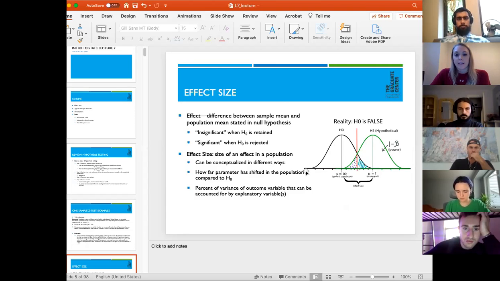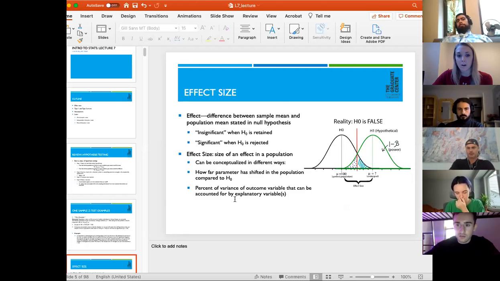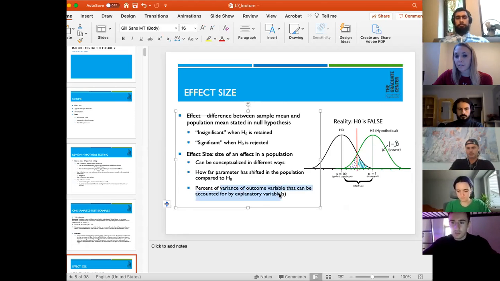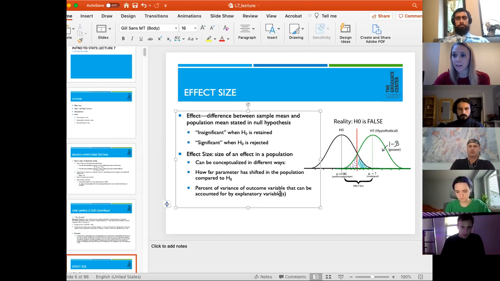You can think about it as how far this parameter is shifted, or you can also think of it in terms of the percent of variance that can be accounted for by our explanatory variable. These are just two ways of saying the exact same thing. What is the percent of variance we're accounting for? Because remember, everything that we're doing is how much can we account for divided by error. And error is the other way to say how much variance we cannot account for. So this is just saying the same thing in a different way.